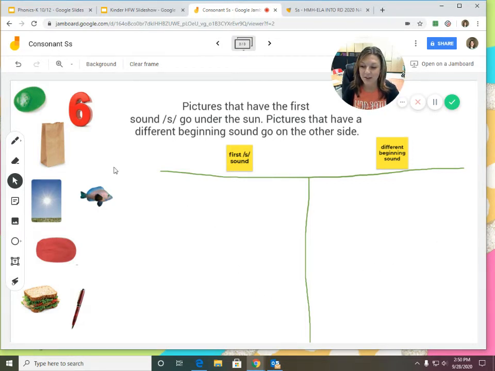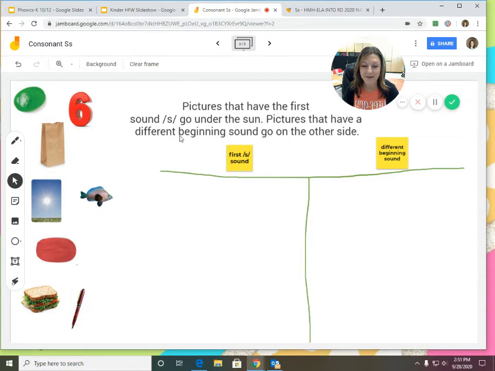So I want you to look over here. I have some pictures, and then down here I have a graph, and we are going to move these pictures to where they need to go on my chart. So here's our goal. The pictures that have the first sound S go under the sun.